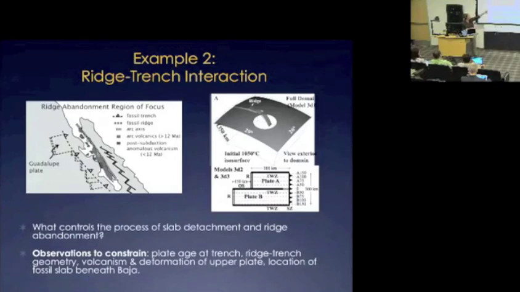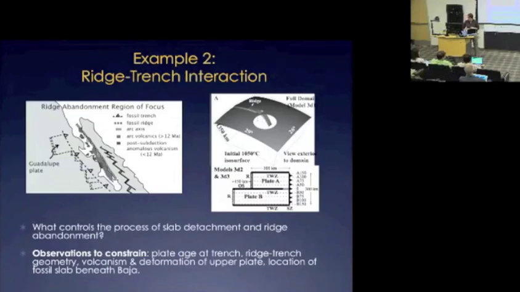Instead, we set up a simple 3D model domain with a narrow subducting slab segment. We put a ridge offshore of the trench with two transform boundaries on either side, and then an initial slab that would drive the system dynamically, so there are no imposed kinematic boundary conditions. And then we looked at cases where you had just a single ridge, and also cases where you have an offset ridge segment similar to what you see off the coast of Baja California.